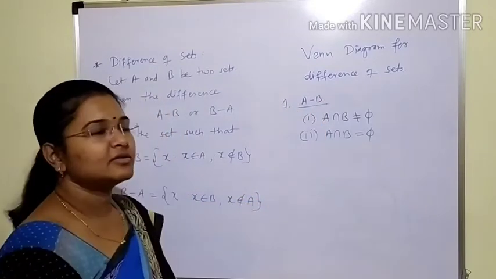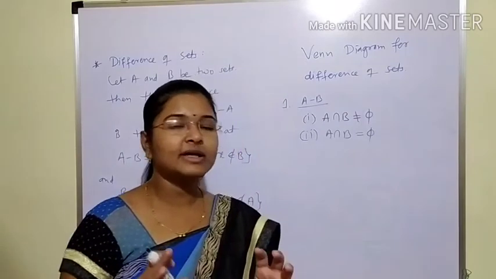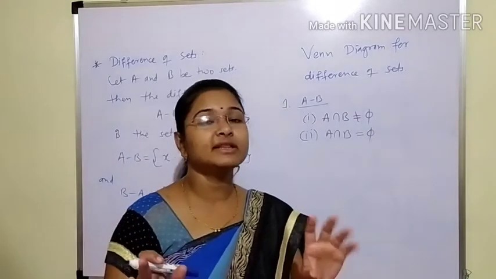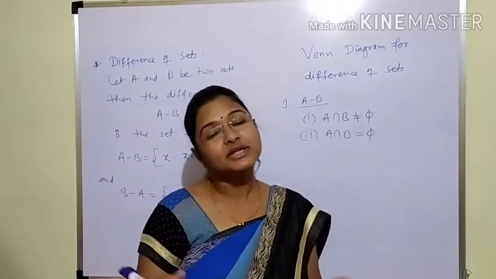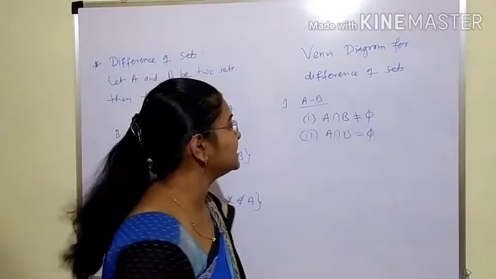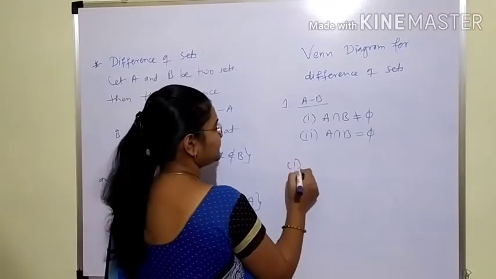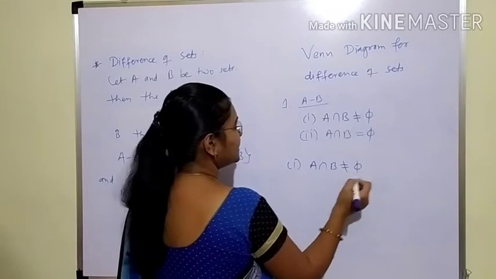Many times you are studying only the case when the intersection of the sets is a non-empty set, in that case you are studying what the difference of sets is. But when their intersection is an empty set, then what will be the difference of two sets, that also we'll see. Now first case, A intersection B is a non-empty set.